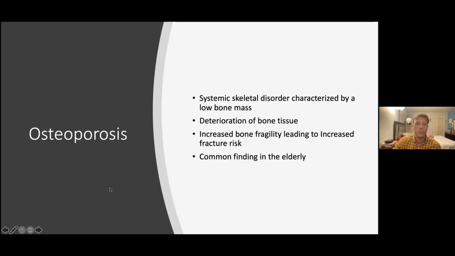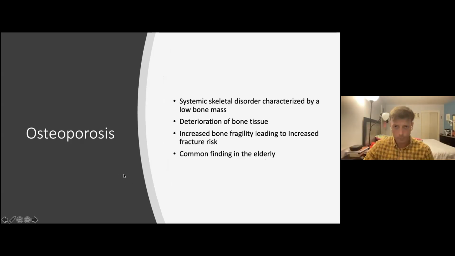So osteoporosis, just as a quick run through, is a systemic skeletal disorder. Patients tend to have low bone mass and bone density due to deterioration of bone tissue, which leads to increased bone fragility and fracture risk. So in older patients, osteoporosis is a common cause of fractures. And in this particular study, we're looking at distal radius fractures as a result.